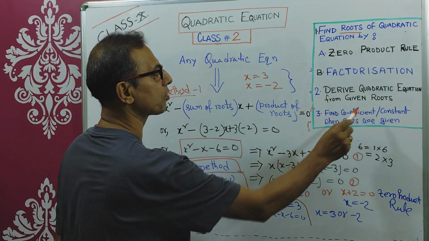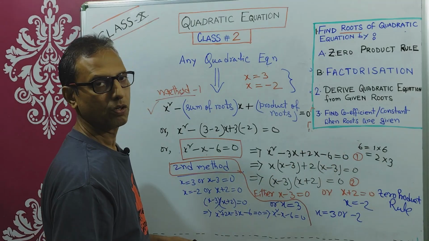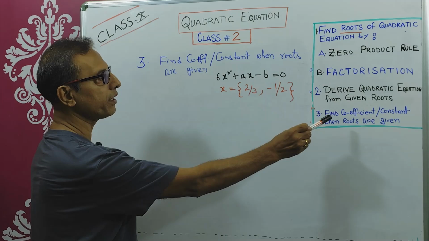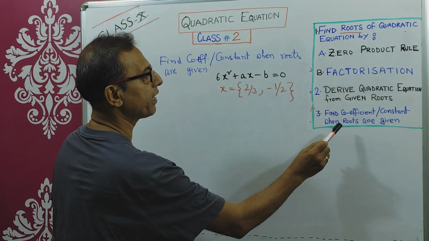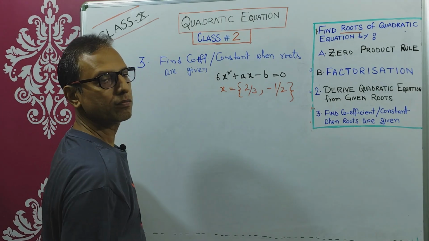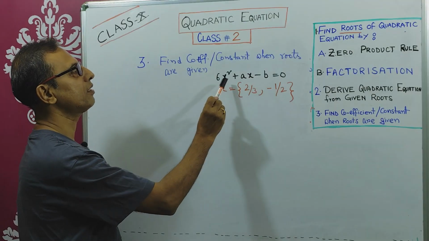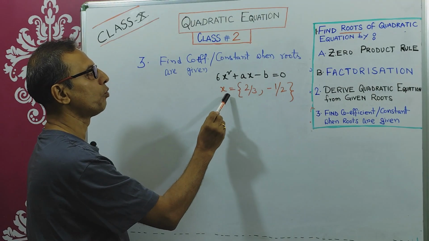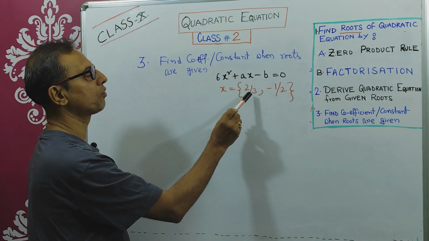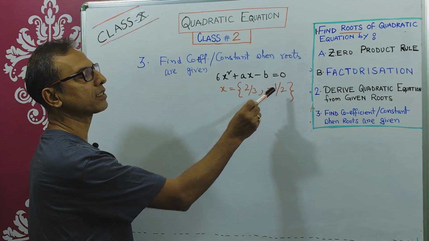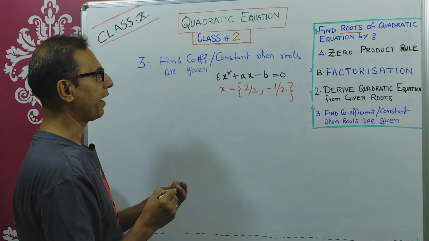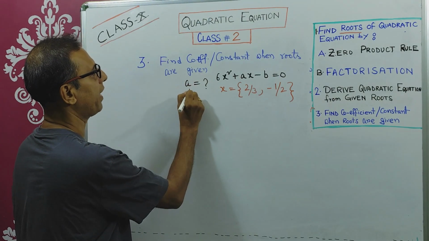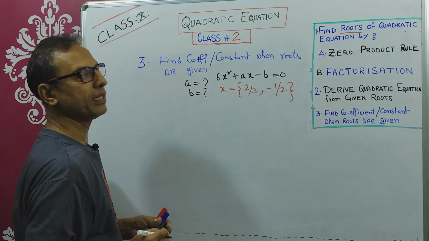Find coefficient or constant values when roots are given. So what is our third topic today? Find coefficient or constant when roots are given. The quadratic equation is given as 6x square plus ax minus b equals 0, and one root of this quadratic equation is 2/3, another root is minus half. Now you find the values of a and b.